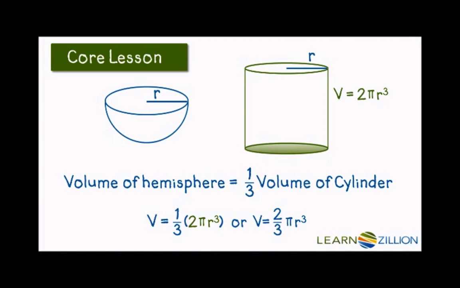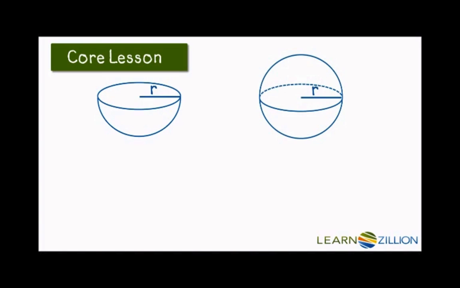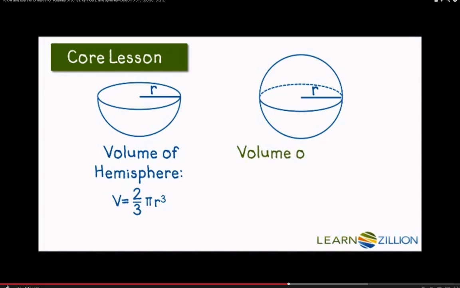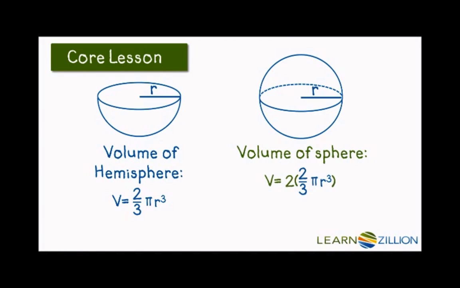Now, what does that mean for the volume of a sphere? Well, a hemisphere is half of a sphere. So, if we take half of a sphere, and we know its volume is 2/3 pi r cubed, then we must multiply that by 2 to get the volume of the sphere. So, we can conclude that the volume of the sphere is 2 times 2/3 pi r cubed, or simply 4/3 pi r cubed.